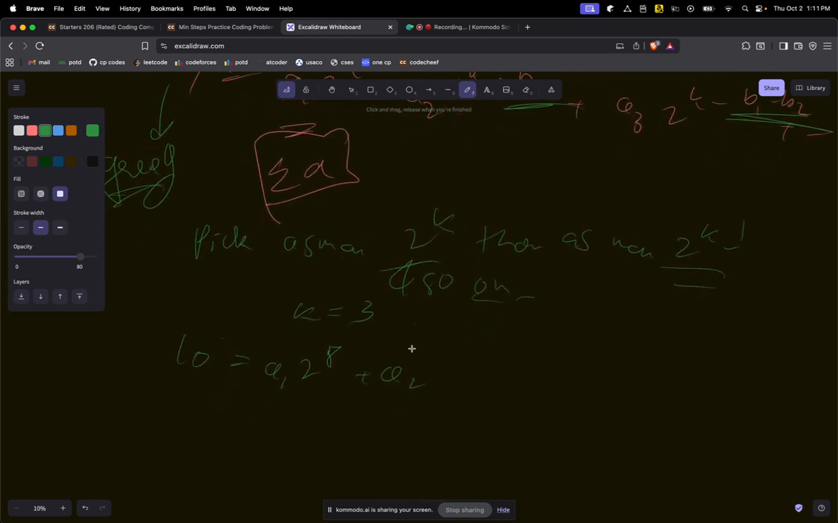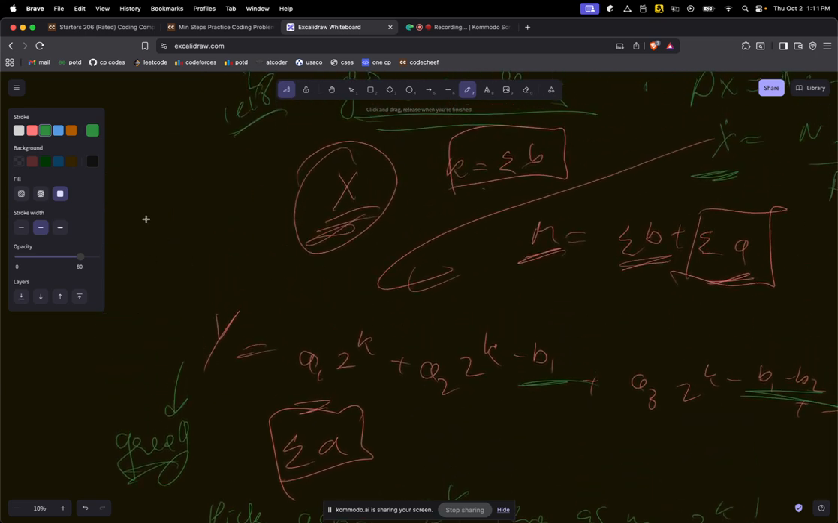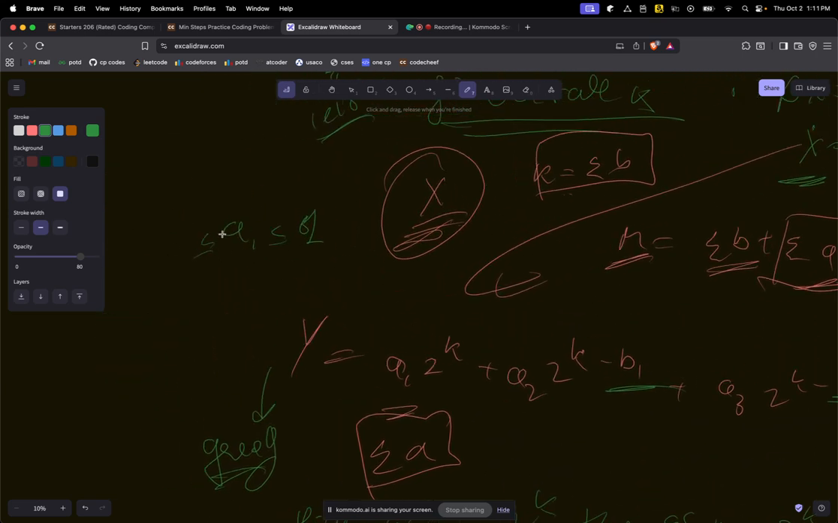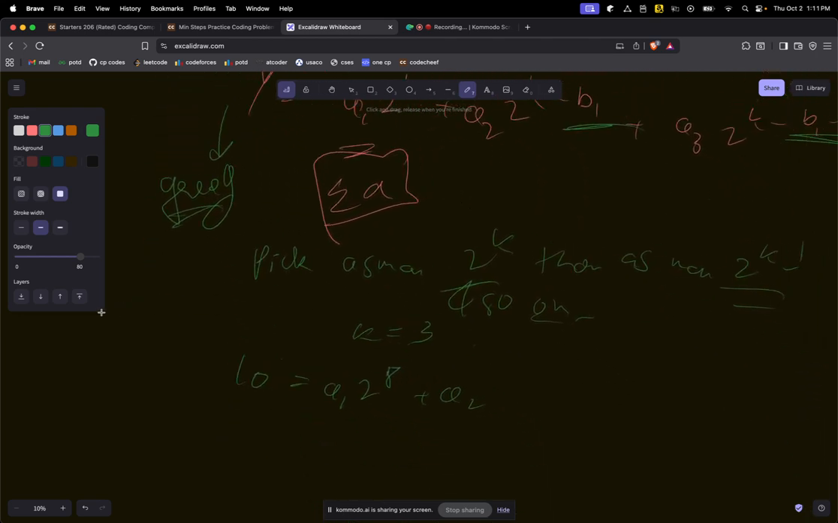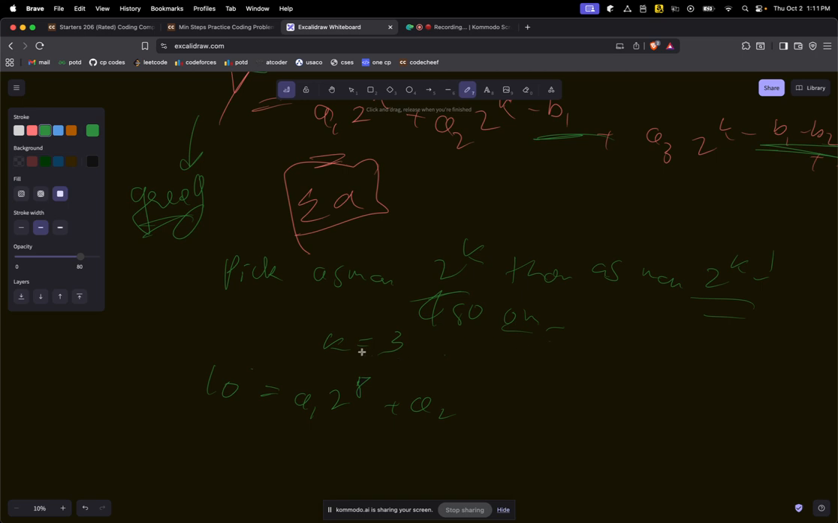Like the best way to think about this solution is actually assuming that each a1 is like this 0 to 1, and each b1 is this 0 to 1, this thing. That is why I think this is a maths question more of a competitive programming question.